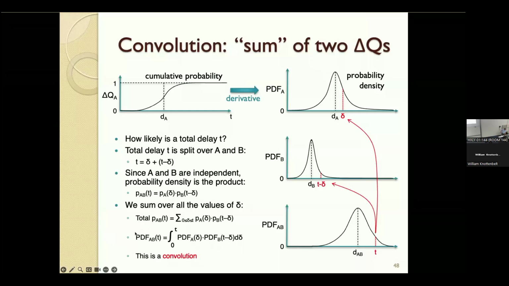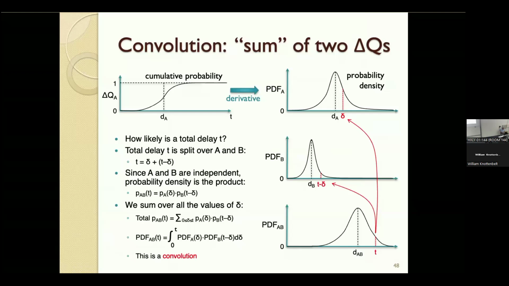And then, now I wave my hands vigorously and I say we will sum over all the values of little delta to find the total probability density for the value t. And this sum, of course, is an integral because we're looking at little bars of width d little delta. So that gives us the total probability density as the integral of PDF A of delta times PDF B of t minus delta from 0 to t. So this is a convolution, and this is what you get when a final outcome has many different ways of getting there. You basically add up all the different ways.